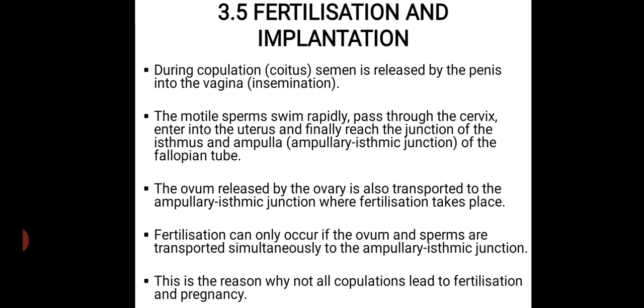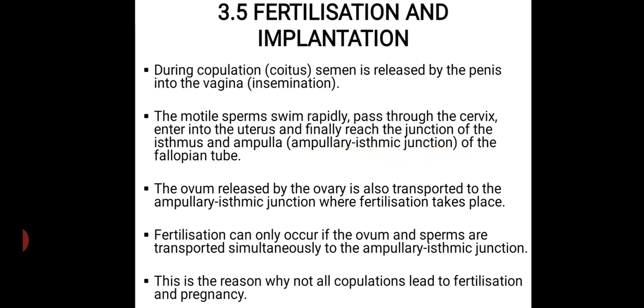The sperms are motile. As I have discussed earlier, sperm contains mitochondria. That's why it acquires its energy for movement from mitochondria itself, and then it swims or travels rapidly through the cervix. First it enters the vagina, then from there it goes to the cervix, enters into the uterus, and finally reaches the ampullary isthmic junction. This ampullary isthmic junction is also known as AI junction.